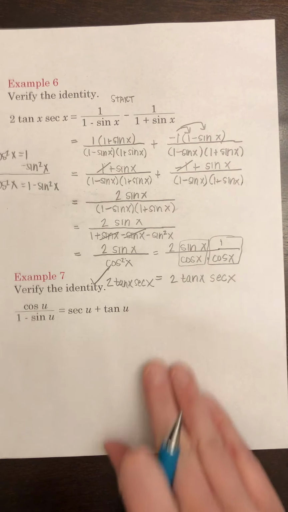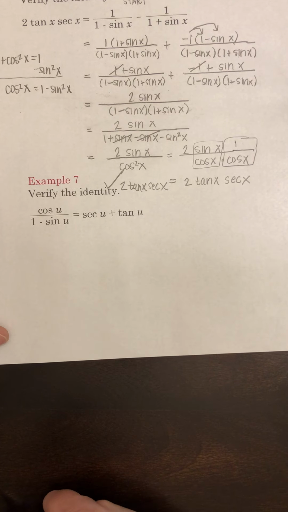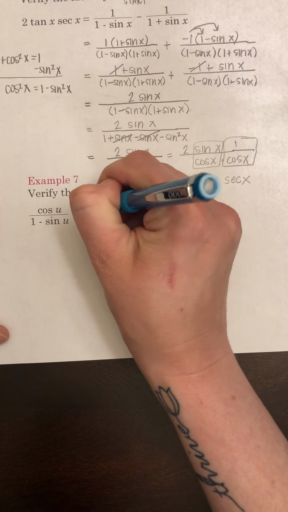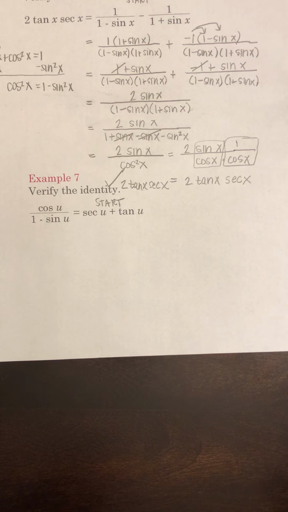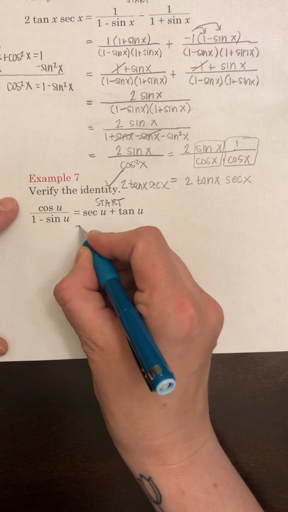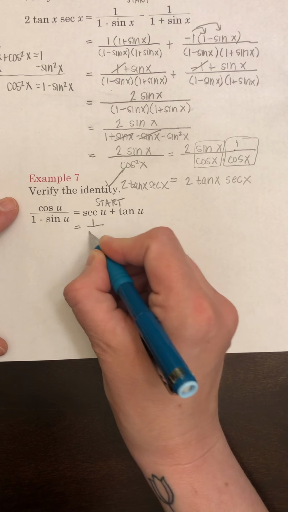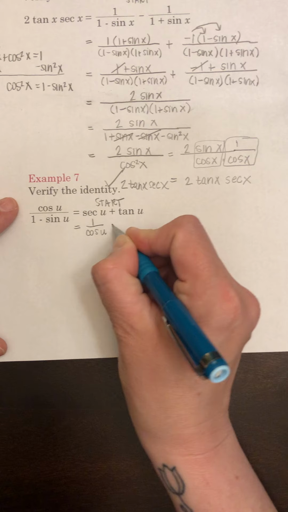All right, so last one for today's examples. I'm going to start on the right side because it looks like it's a little bit more challenging than the other side. And I'm going to start off with rewriting those. So secant of u, that's the same thing as 1 over cosine u.